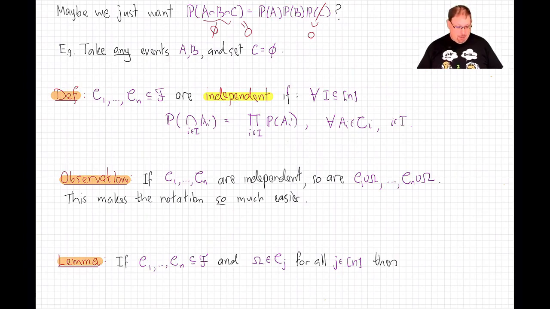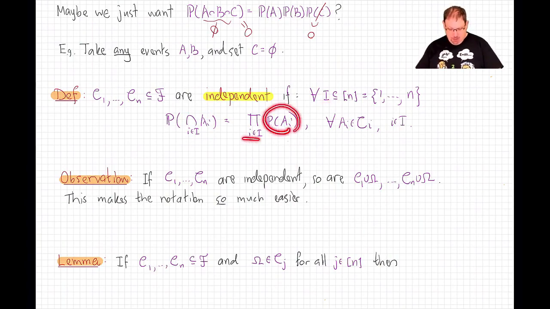individual events afterward. So suppose I have n classes of events, C1 through Cn, in a sigma field. We call them independent if, for any subset of the indices 1 through n, that's what this notation means, by the way, square brackets n is the set from 1 up to n, the probability of the intersection of events Ai taken with indices in the set capital I is the product of the probabilities of those events for any choices of events Ai in class Ci. That's a bit of a mouthful.